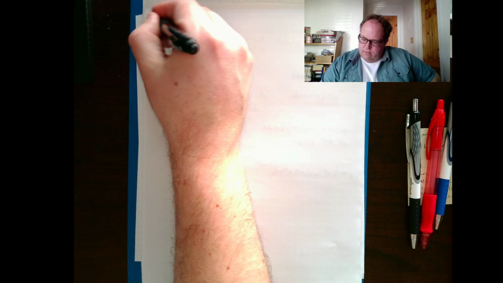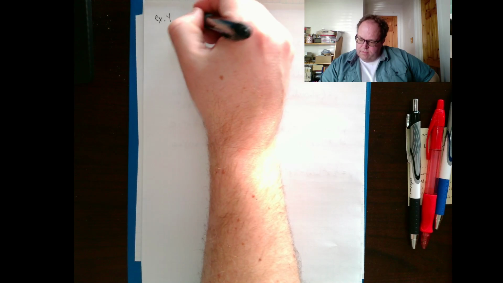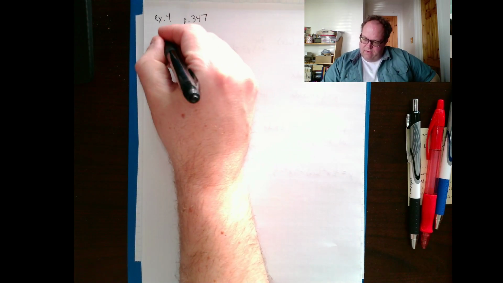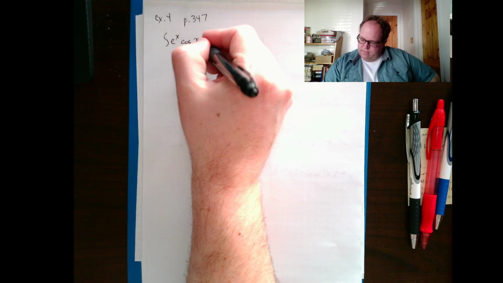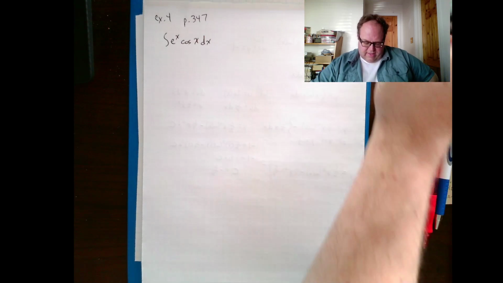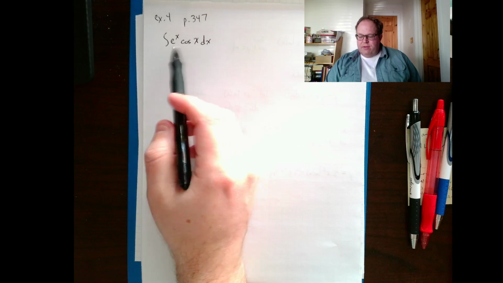Now, example 4. It's from page 347. And we're asked to evaluate this thing: the integral of e to the x cos x dx. Now the immediate problem here is that neither of these things are going to simplify when I take their derivatives. You're just going to keep cycling through the same sorts of things. But in doing that, you'll actually find a neat little pattern.